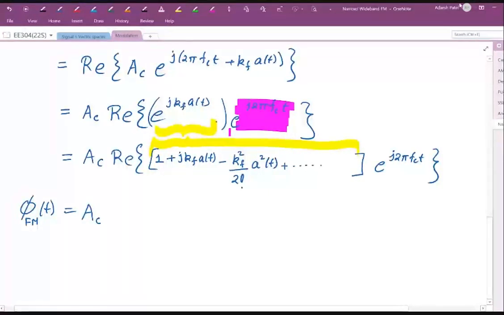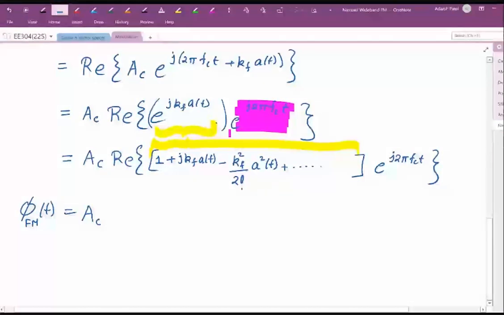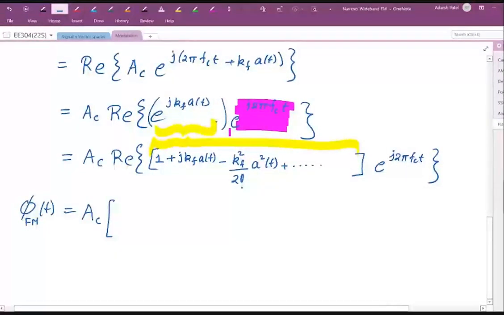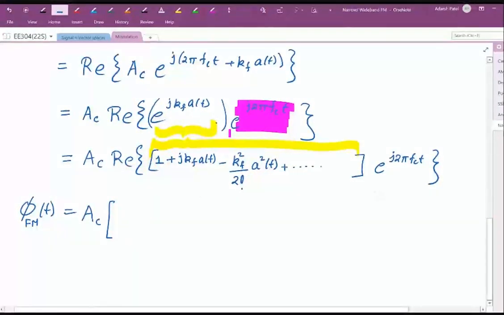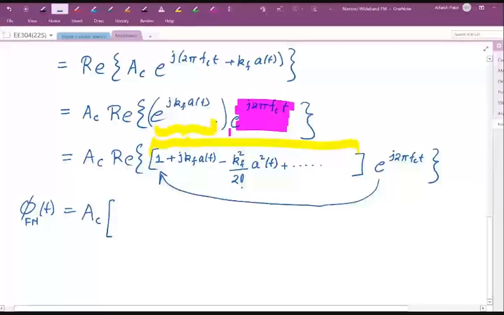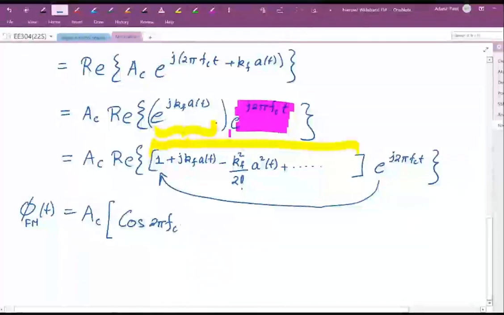What will we get? What should be the first term? So if I write this, A_c would be outside, and if I take the real part, e to the power j 2 pi f c t multiplied with 1, multiplied with the first term, will give e to the power j 2 pi f c t. If we take the real part of that, we will be left with cos 2 pi f c t. Yes or no? Yes, sir. We will be left with only cos 2 pi f c t.